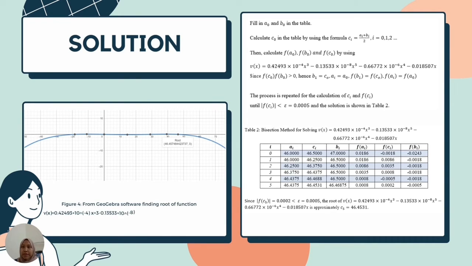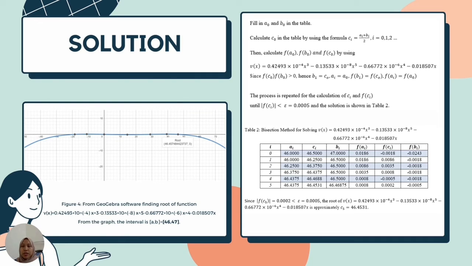Next, we will continue with the solution part, which is the calculation. From the graph, we can find the interval, which is 46 and 47, between the roots. And these are the values of a0 and b0. Next, we calculate the midpoint as c0. We solve it in the table and evaluate the function f for f(a), f(b), and f(c). The rule for this method is if f(c) is negative, then the value of b1 is equal to c0, and the value of a1 remains the same. While if the value of f(c) is positive, then the value of a1 is equal to c0, and the value of b1 remains the same.